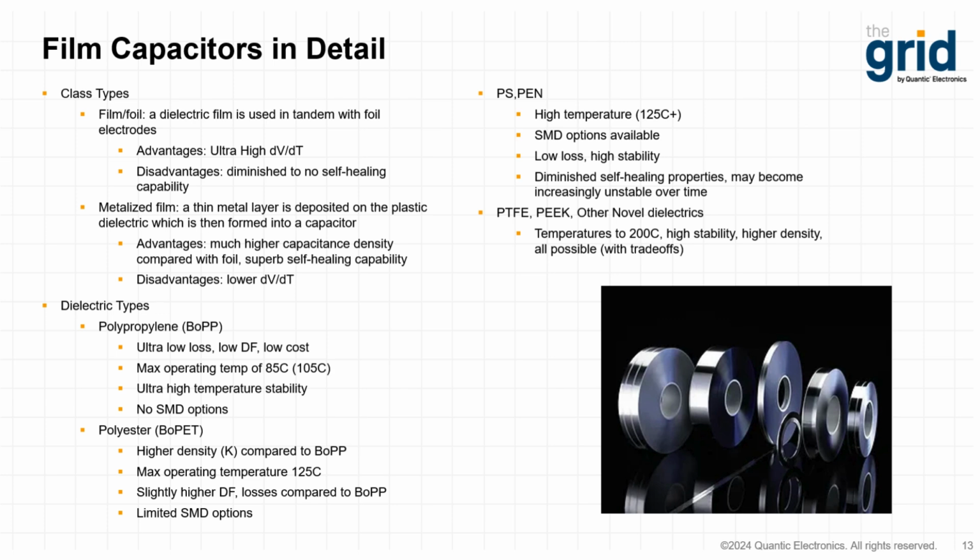The short list of other specialty plastic films used in capacitors each have their own advantages. PTFE, or Teflon, for example, is used in the oil and gas industry and can handle up to 200 degrees C. So that's very unique to film capacitors.